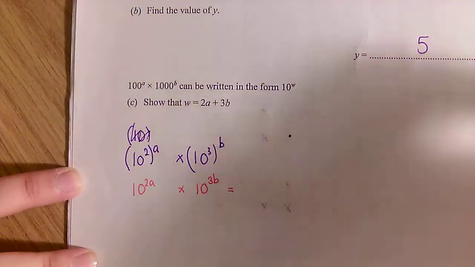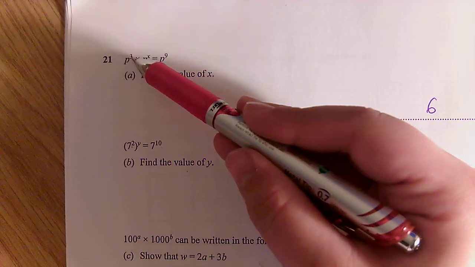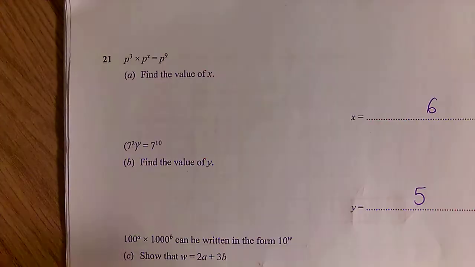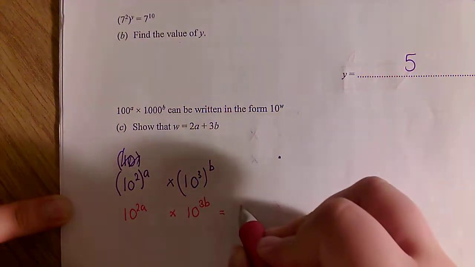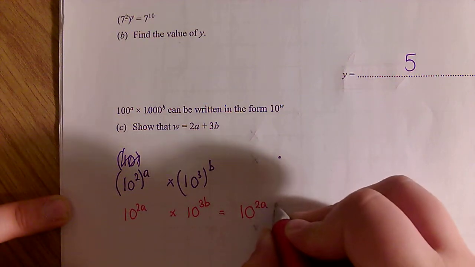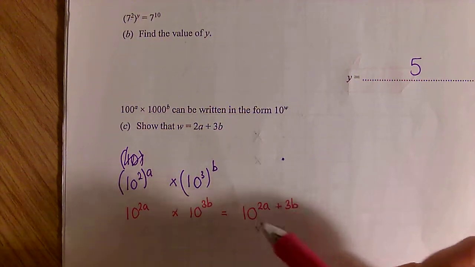And with that information, we can look at this question here, and we said that when we're multiplying, we add the indices. So if we're multiplying these two together, we can add the indices. So it's 10 to the power of 2a plus 3b. That is the answer to this. That is what this looks like.